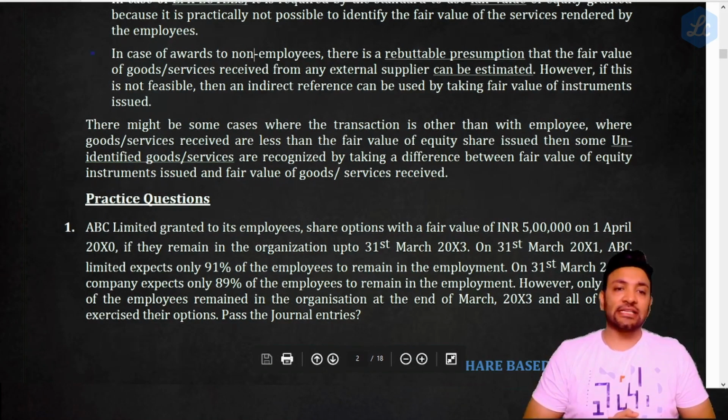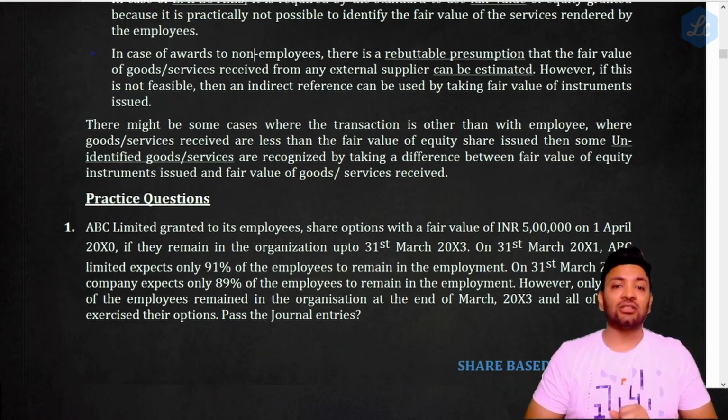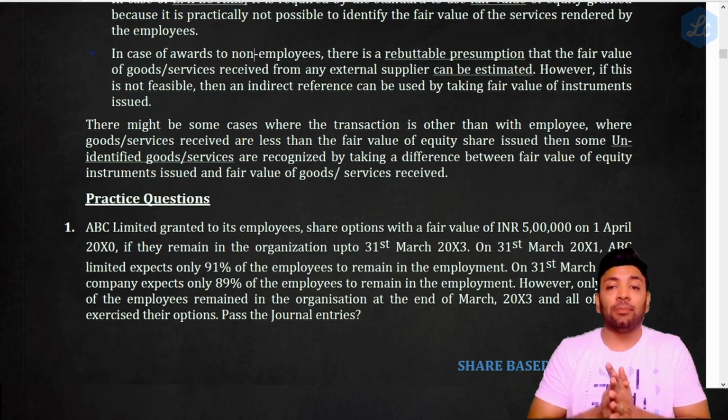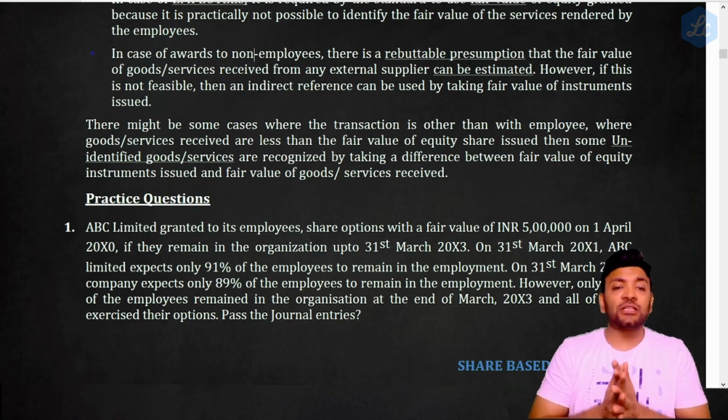Yes guys, so have a look at question number 1. ABC Limited granted to its employees share options with a fair value of 5 lakhs on 1st April 2010, if they remain in the organization up to 31st March 2013. On 31st March 2011, ABC Limited expected only 91% of the employees to remain in employment. On 31st March 2012, the company expected 89% of employees to remain in employment. However, only 82% of the employees remained in the organization at the end of 2013. All of them have exercised the options. Pass journal entries in this regard.